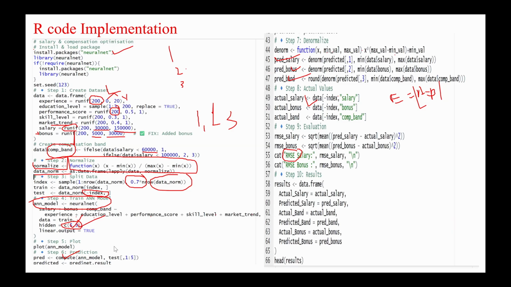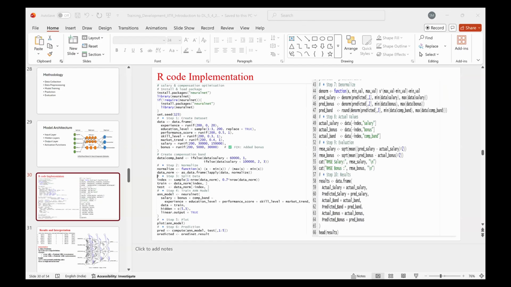Now coming to the R code, let us see how it works. So this is the R code for compensation band. Yes, this is the compensation. So I close this one. Now see here, installation of packages. The file name is salary compensation optimization. I press Ctrl+L.